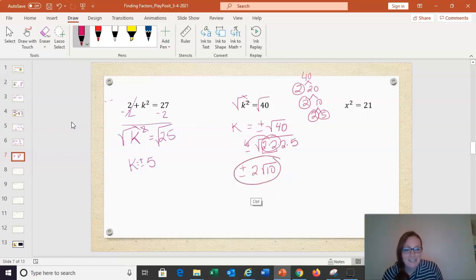Now, of course, you could get a decimal answer, but we do need to remember how to simplify these. So it's good practice. 2 times 5 is 10. All right, our last one, we'll take the square root of both sides, and you get x equals plus or minus the square root of 21. Now, you may already realize this, but when you factor tree 21, all you get is 3 times 7. So there are no pairs of numbers. Those are both prime. So we're just going to leave this one as the square root of 21 and call it a day.